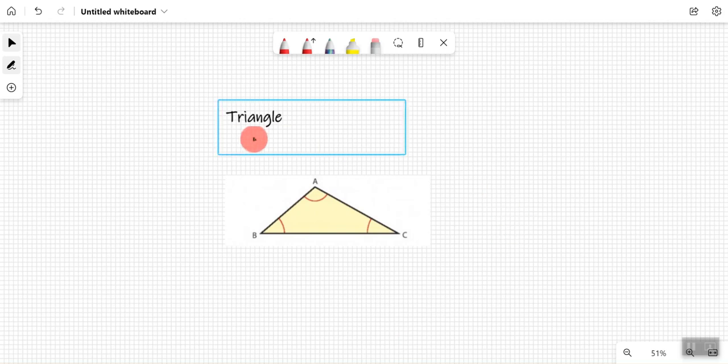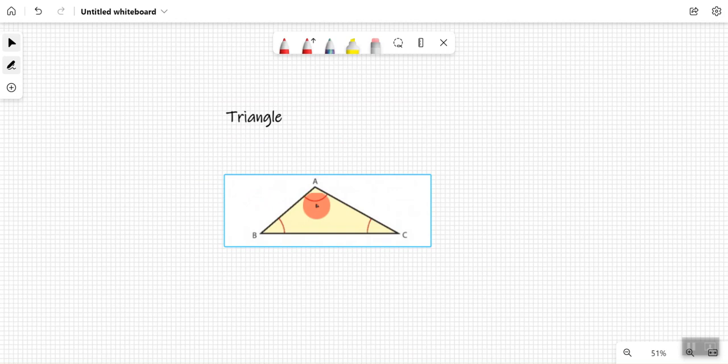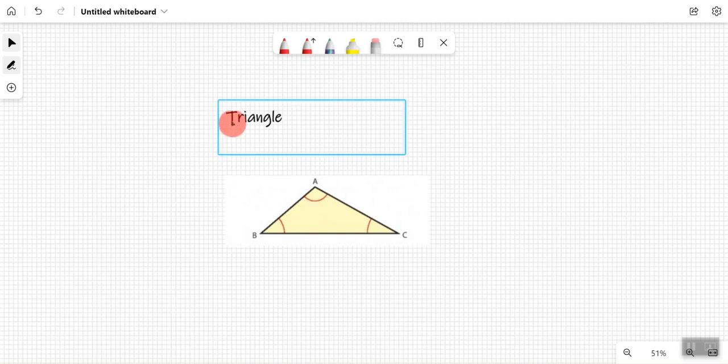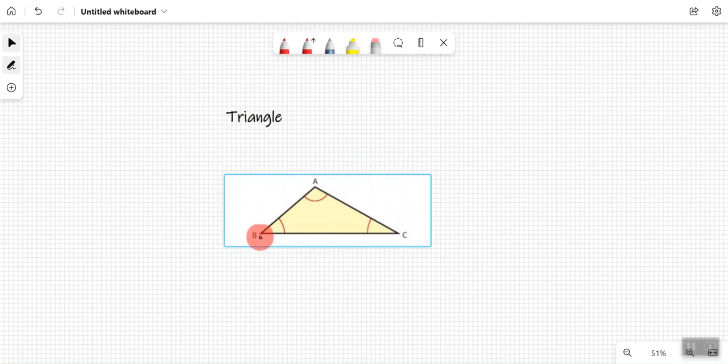So triangles. What we're looking at here is a triangle. If we think about the word triangle, it has this T-R-I part at the start, and what that means is that it means three. If we take a triangle, it has 3 points, okay? So for example, the point A, point B, and point C.